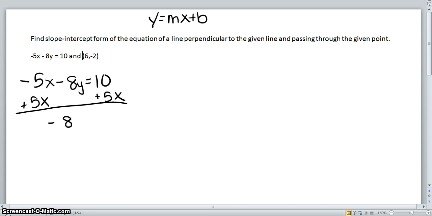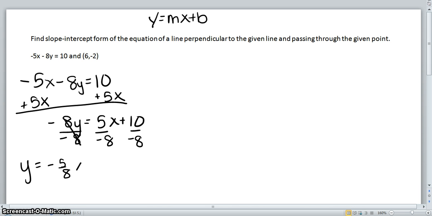Then we have negative 8y equals 5x plus 10. To get the y by itself, there's an implied multiplication. The opposite of multiplication is division. Whatever you do to one side, you do to all parts of the other side. These cancel out, and you get y equals negative 5/8 x plus, and then when we reduce this, 10 and negative 8 can reduce by 2. 10 divided by 2 is 5. 8 divided by 2 is negative 4. And the negative sign can be on the bottom or on the top or in front of it.